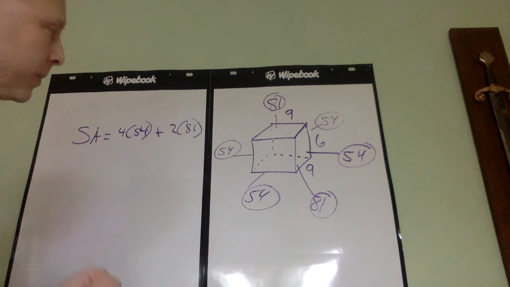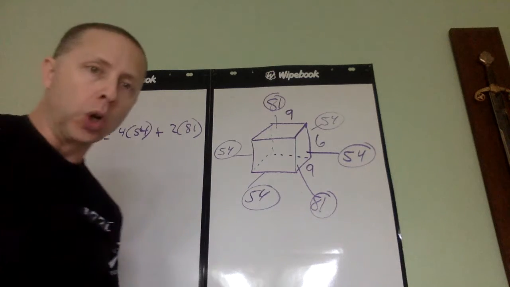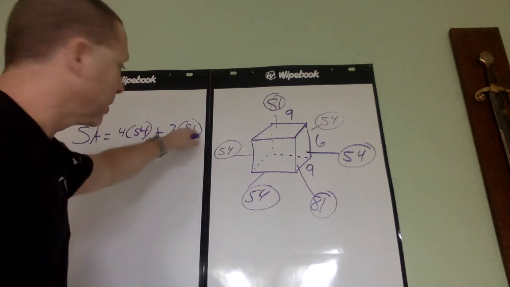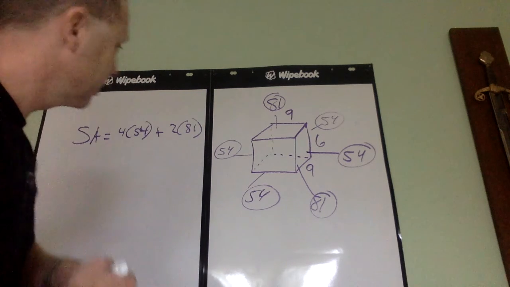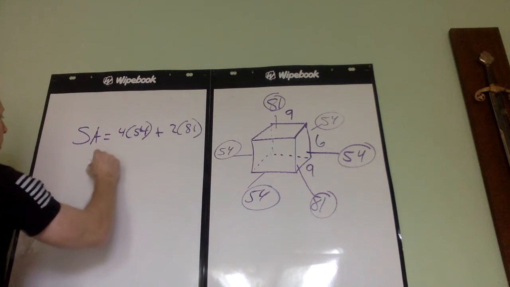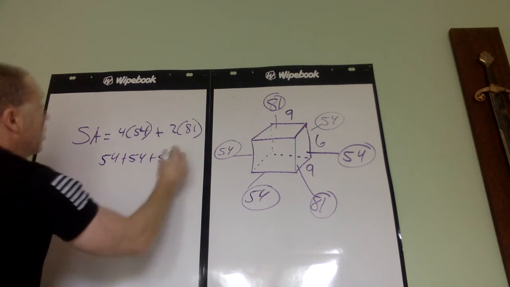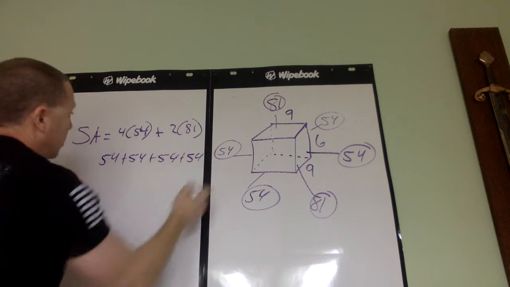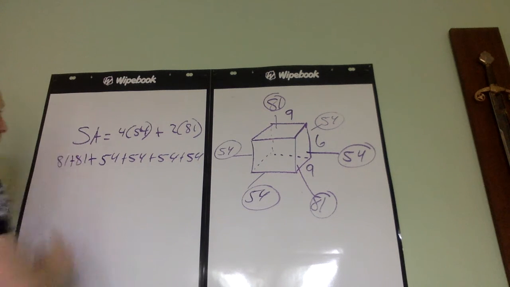Now, if I wanted to do it a longer way, instead of multiplying it out and shortcutting with multiplication, I would do this version, and it would look like this. 54 plus 54 plus 54 plus 54 plus 81 plus 81.